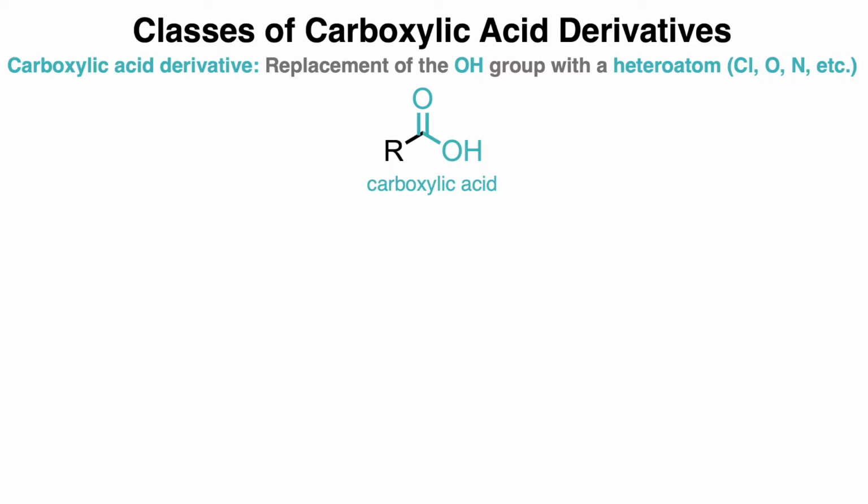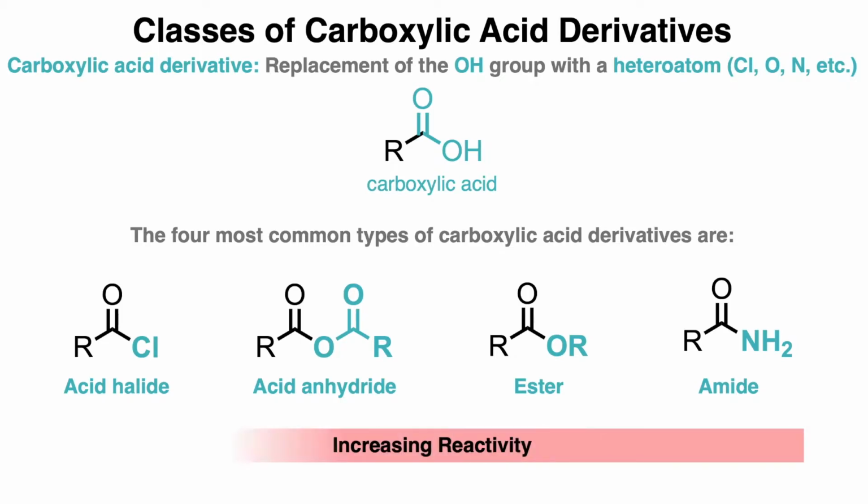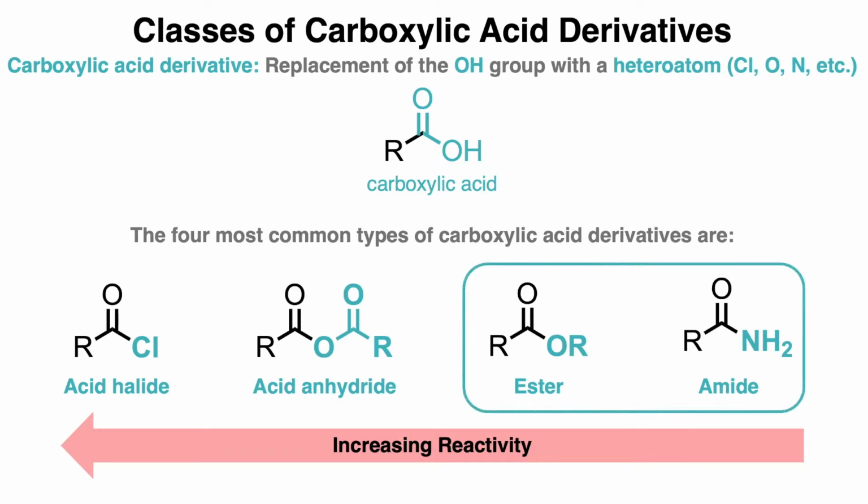Carboxylic acids are compounds that contain a COOH group as shown here in blue. Now, if we replace the OH group with a heteroatom like chlorine, oxygen, or nitrogen, then we get a carboxylic acid derivative. The four most common types of carboxylic acid derivatives are an acid halide, acid anhydride, ester, and amide. And we can rank the relative order of reactivity amongst these four carboxylic acid derivatives. In this video, we are going to specifically talk about ester and amide reactions as well as nitrile reactions.